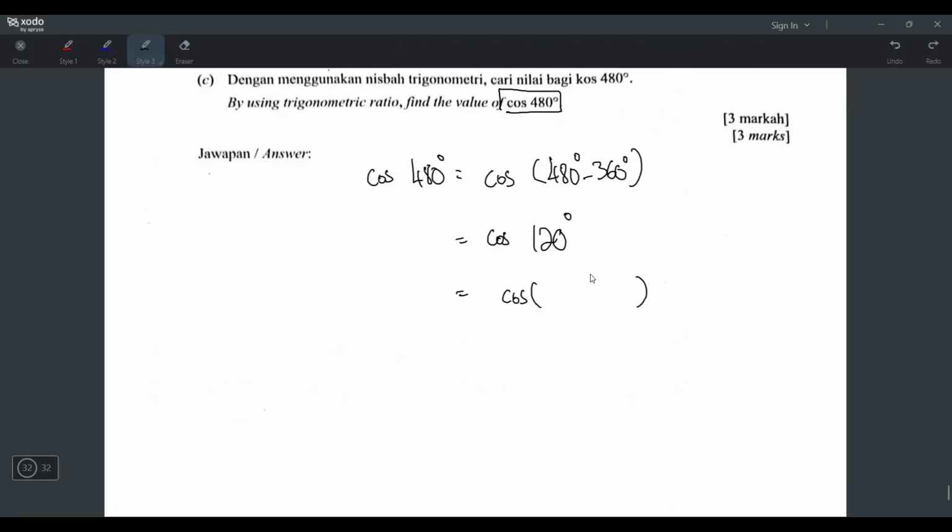You take 180 minus. Okay, so 180 minus, you have to memorize it. This one you definitely need to know. If quadrant 2 changes to quadrant 1, it's 180 minus. Okay, but you can see I leave a lot of empty space here, because you need to check whether it's positive or negative.